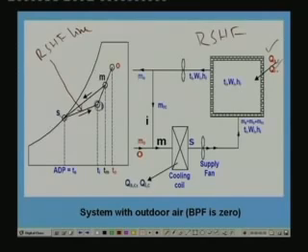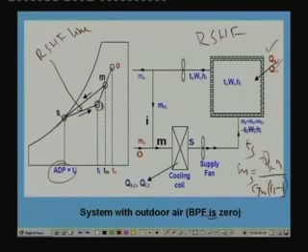Where this line intersects the saturation curve, that is your coil ADP, and for zero bypass factor, that is also the supply air temperature. So that means we also know this temperature from this point. And once you know this temperature, then we can find out the mass flow rate of air. How do you find the mass flow rate of air? From energy balance for sensible heat portion, we have seen that mass flow rate of air is nothing but QSR divided by CPM into Ti minus Ts. Everything is known to us: QSR is known, CPM is known, Ti is known, Ts is known. So we can find out the mass flow rate of supply air.